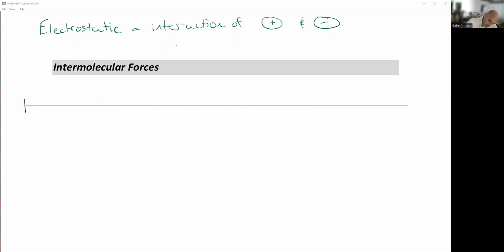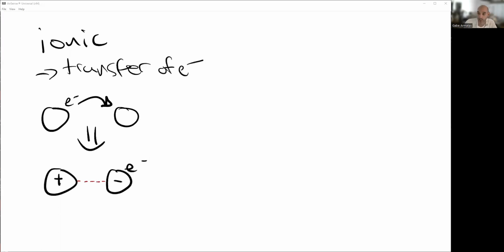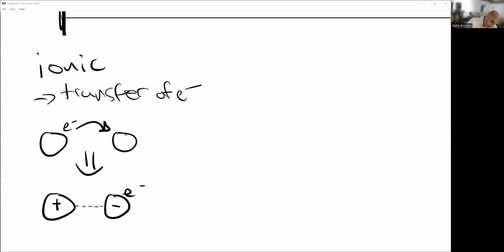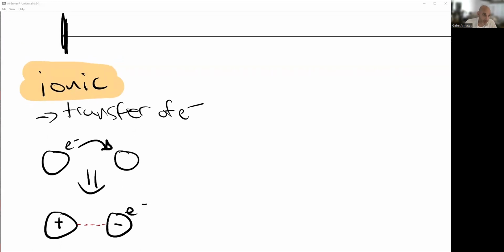So if we have a little scale, on one end of the scale I'm going to have ionic bonding. Ionic bonding is defined as a transfer of electrons, a complete transfer. I've got two atoms, one electron is transferred to the other. The one that lost the electron becomes positive, the one that gained the electron becomes fully negative. We have this positive-negative electrostatic interaction between those two ions. So that's one extreme, where the electrons between two neighbors are completely transferred.